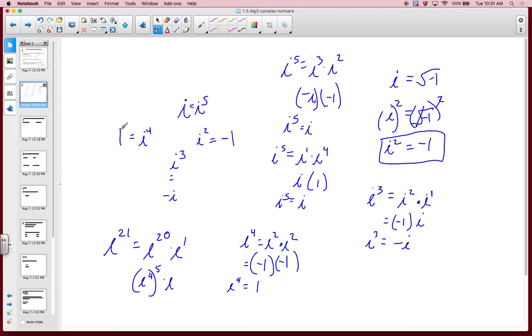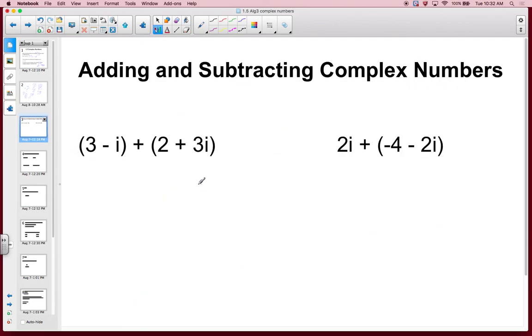I to the 4th, again, is a 1. 1 to the 5th, well, we should all be able to do that. 1 to the 5th is a 1, and 1 times i, that's an i. Therefore, i to the 21st is, we just proved it to be i. Okay, we're going to be using these a lot. The main one, though, is i squared equals -1, and of course, i is equal to the square root of -1.